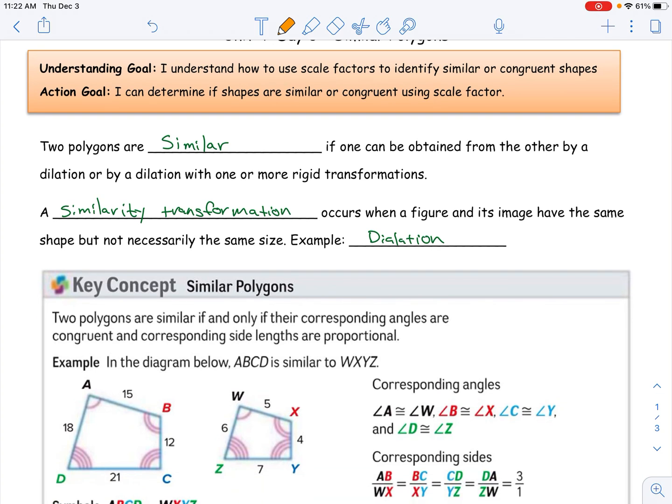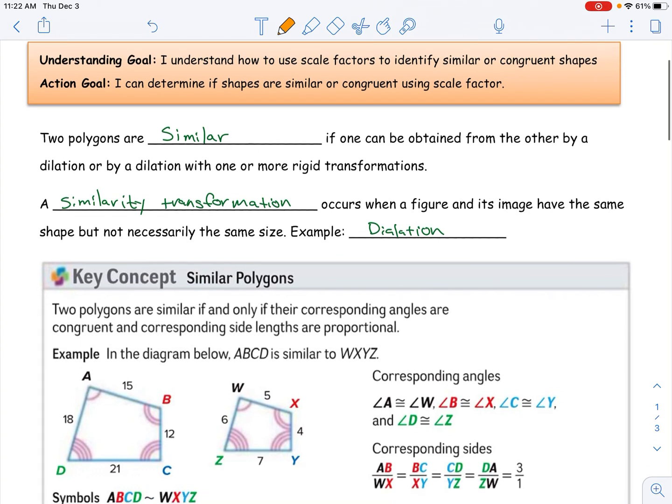That doesn't mean any two triangles. That means the two triangles look the same as well. So if one of them is like that and the other one is like that, I understand they're the same shape, but they also need to look the same.